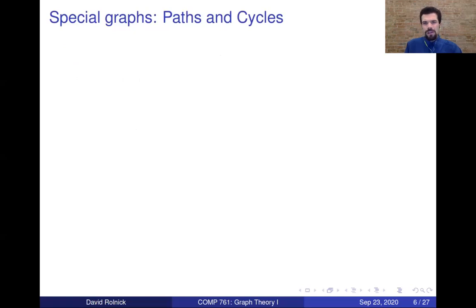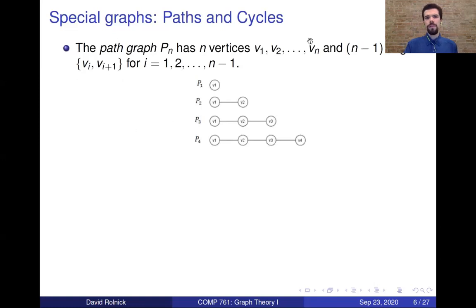Okay, so let's take a look at some special graphs that will turn up a lot. Paths and cycles. Firstly, the path graph. The path graph is going to have n vertices, and if it has n vertices, then it has n minus 1 edges. The vertices, you can just label them 1 through n. The edges connect each vertex with the next vertex in the line.